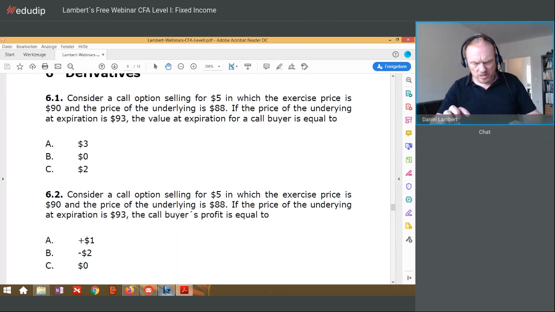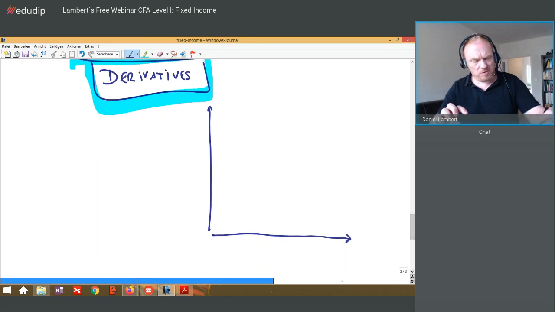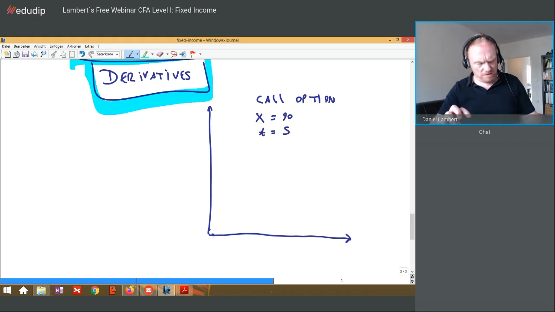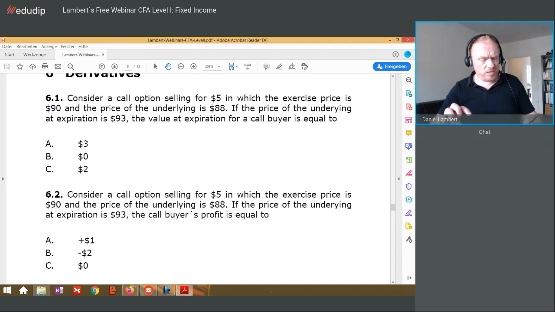So let's try to have a certain understanding of this option. Say we're looking at this call option, the exercise price X is equal to 90, and the price we paid for this option was 5. The price of the underlying is 93, and the exercise price is 90. And the price of the underlying now is 88. So now the value at expiration for a call buyer.